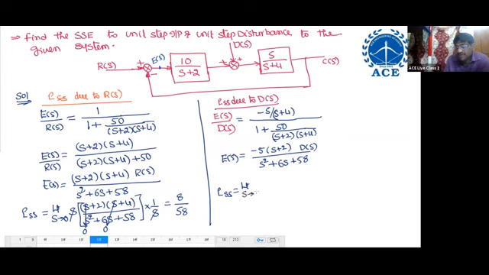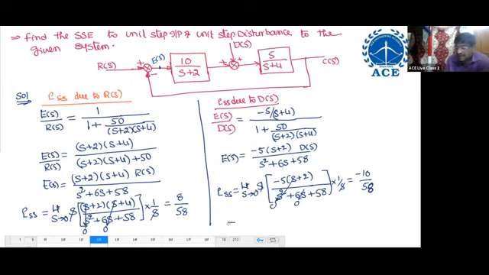Limit s tends to 0, s into E of s. Minus 5 into (s plus 2) by s square plus 6s plus 58, into 1 by s. Step disturbance, s s cancel. So how much are you getting? Minus 10 by 58.